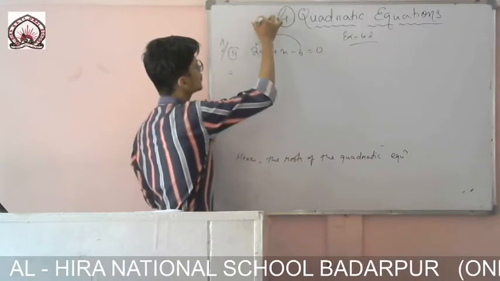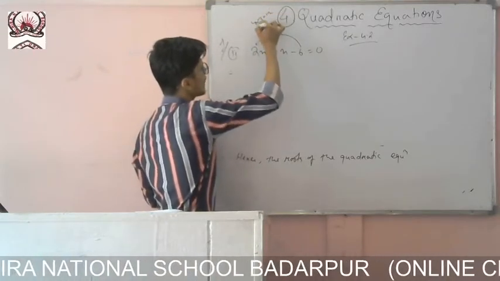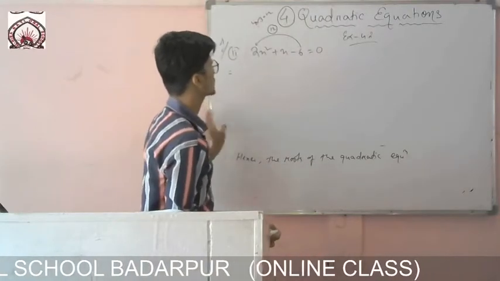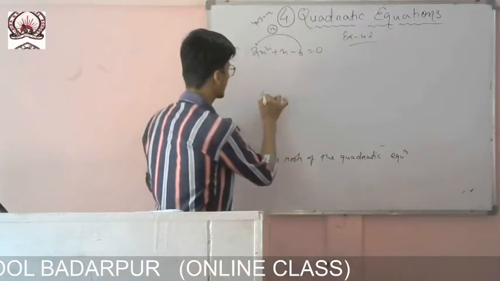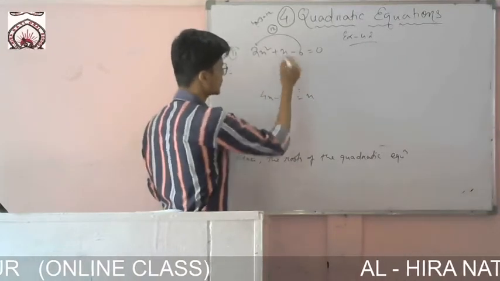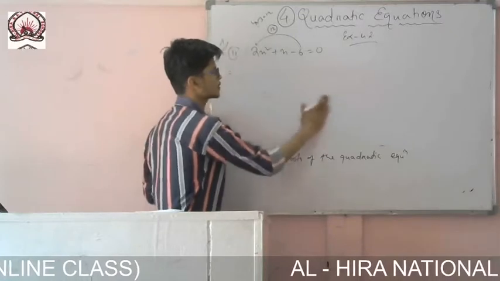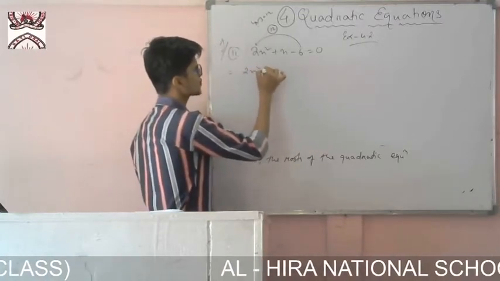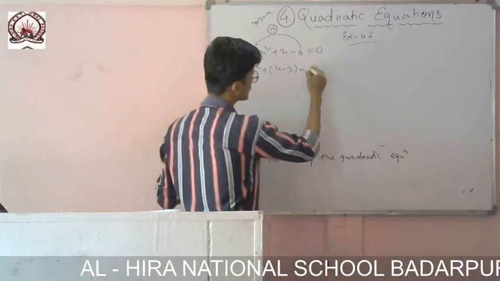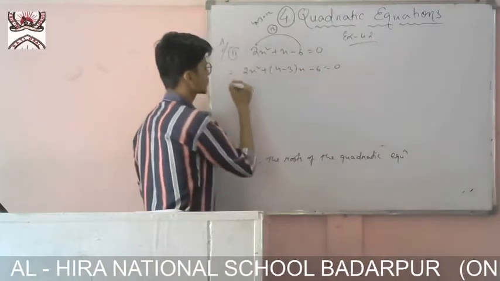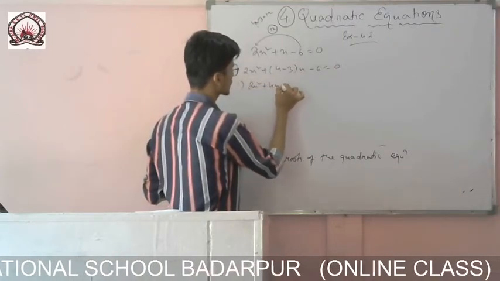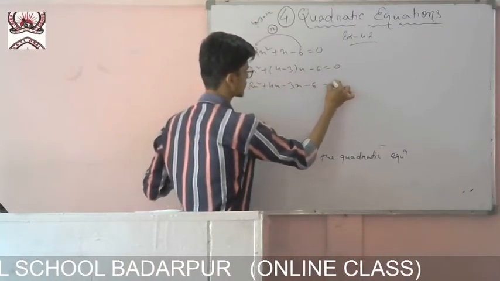So we know that 4 3s are 12. So if I write 4x minus 3x, then what will come? Answer will come only x. So it is matching with this one, and 4 3s are 12 also. So I can write it as 2x square plus 4x minus 3x minus 6 equals to 0.